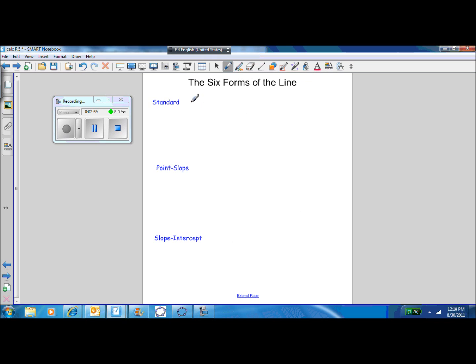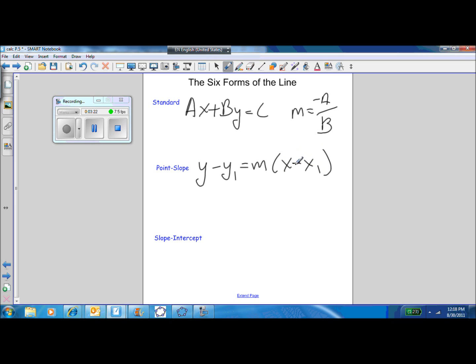Six forms for the lines. First, the much maligned standard form, ax plus by equals c. It's easy enough to find the intercepts from here like we did the other day. You can also derive the formula negative a over b if you want to find the slope. Some kids prefer point slope form because it has the slope right in it. There's your slope, and x1, y1 is a point on the line. Any point on the line.